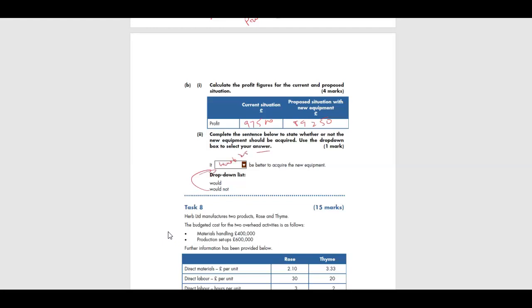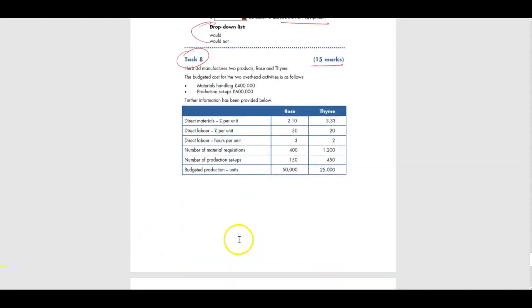Task 8, 15 marks. Let's have a look what we have here. This question is saying Harp Limited manufactured two products, Rose and Theme. The budgeted cost for the two overhead activities is as follows: material handling 400,000, production setup 600,000. Further information has been provided below. For Rose and Theme, direct labor per unit is 3 hours and 2 hours. Number of material acquisitions is 400 and 1200. Number of production setups is 150 and 450. Budgeted production units are 50,000 and 25,000.